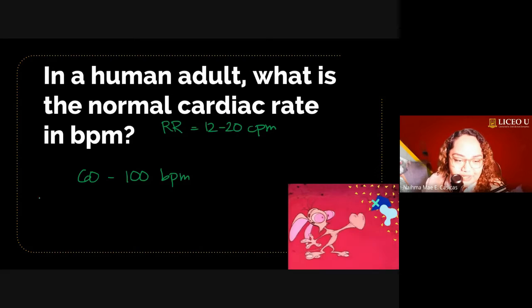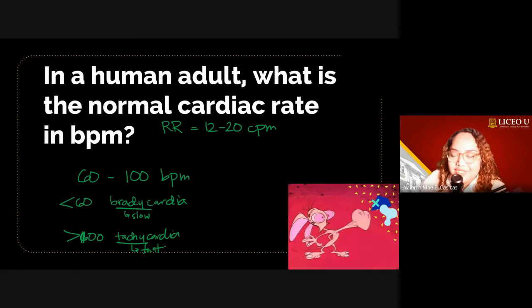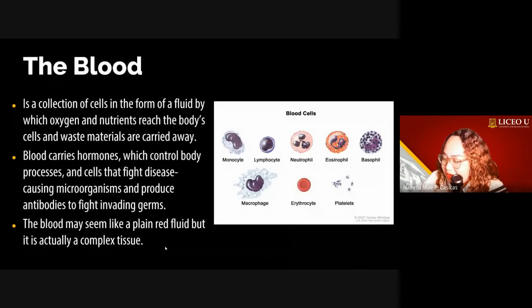So that's normal. If you go less than 60, that would be bradycardia. Brady means slow. If it's more than 100, that is tachycardia. Tachy meaning fast. So that is your range for normal heart rate in adults.